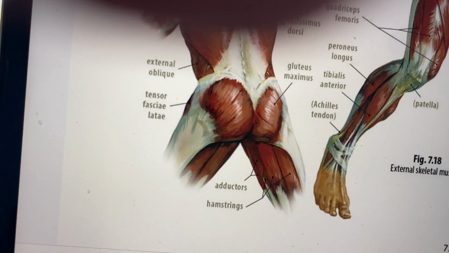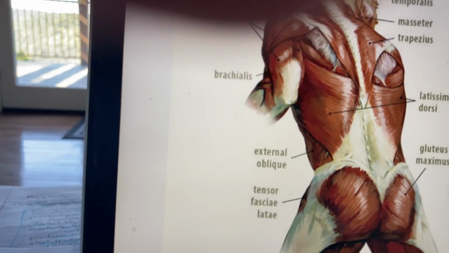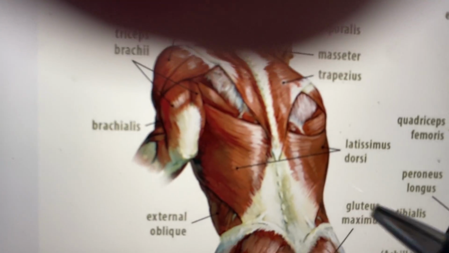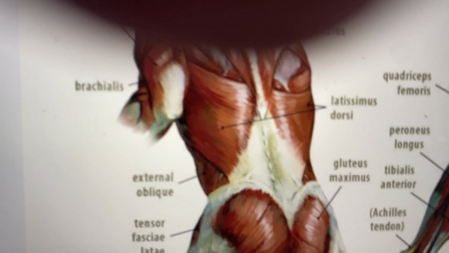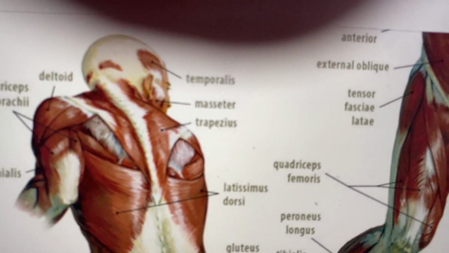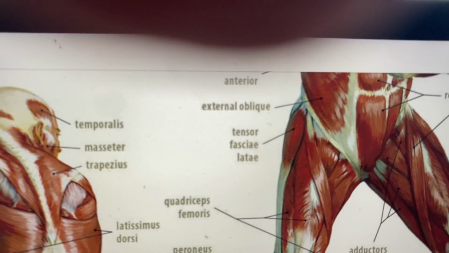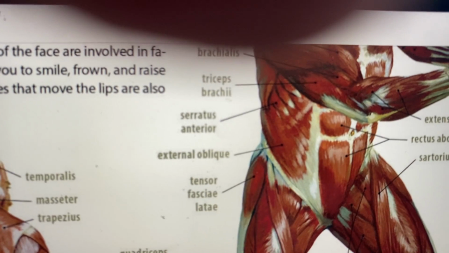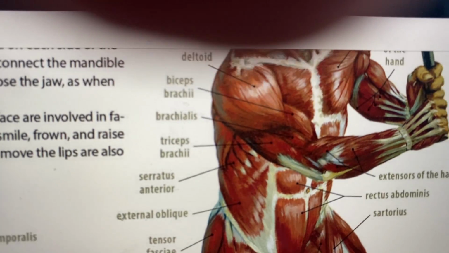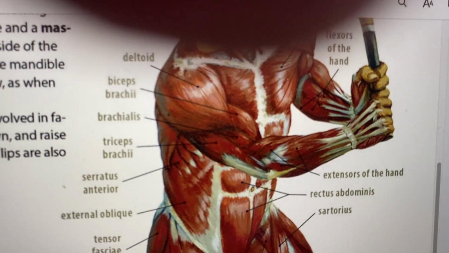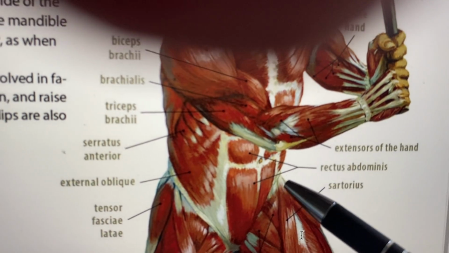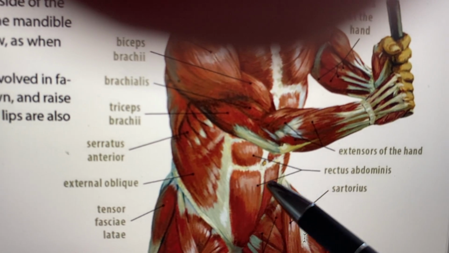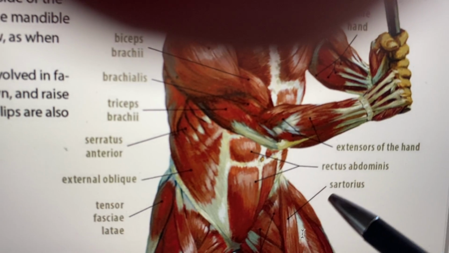Well, as we finish looking here, we're going to go back and look. We can see here's the external obliques, and the oblique side here is pretty important. External oblique here, and your stomach muscles, look there. And here are some extensors of your hands. Oh, the rectus abdominis here, these are your abdominal muscles.